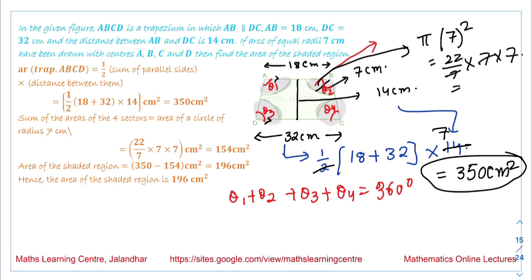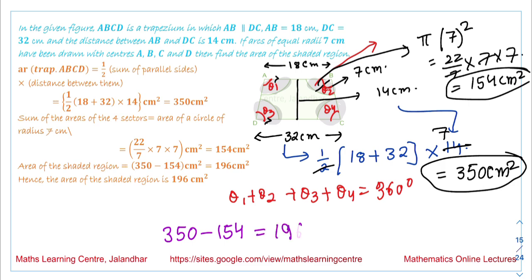On solving this value, we will get the area is 154 centimeter square. This is the area of the complete circle, that is the sum of the area of these 4 sectors. So the area of the shaded region will be 350 minus 154, that is equal to 196 centimeter square. So this is the area of the shaded region.